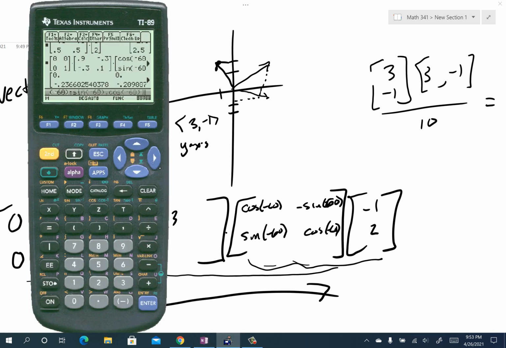Let's see if that's right. There you go. Okay, so that's the game. This matrix right here that you got for an answer will do the same thing in one fell swoop as doing the other three individually. I hope that helps.